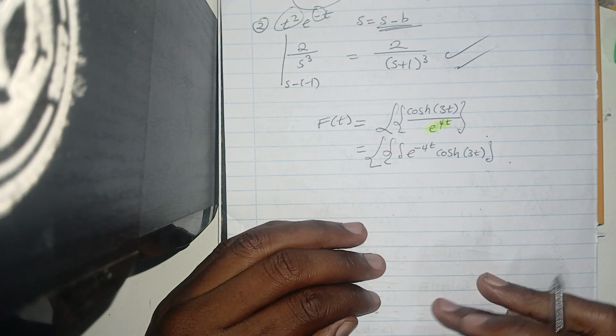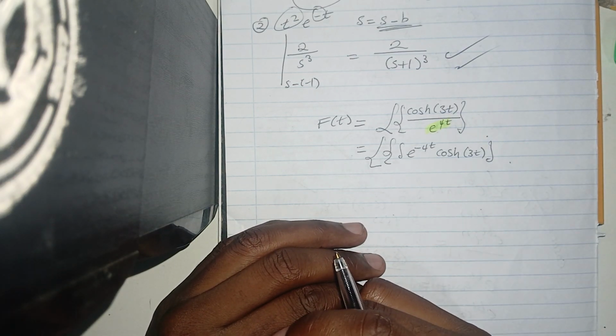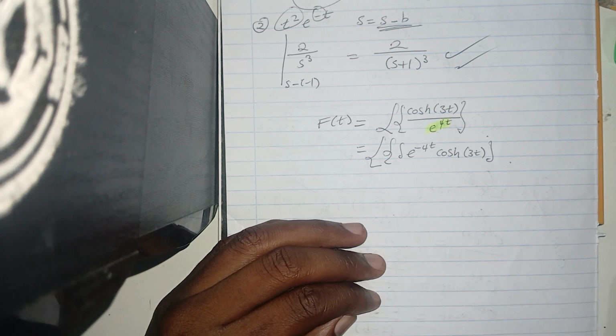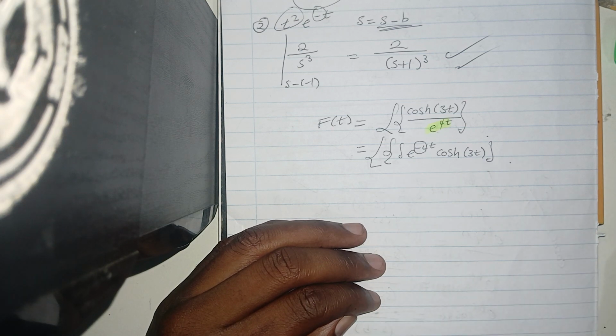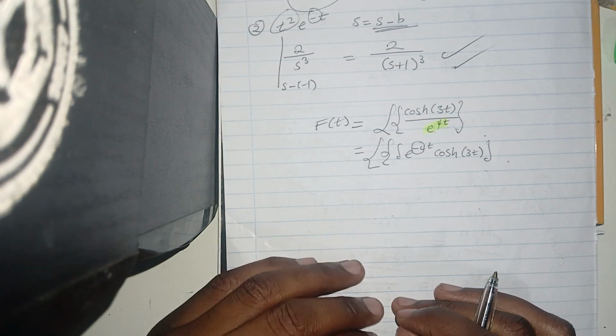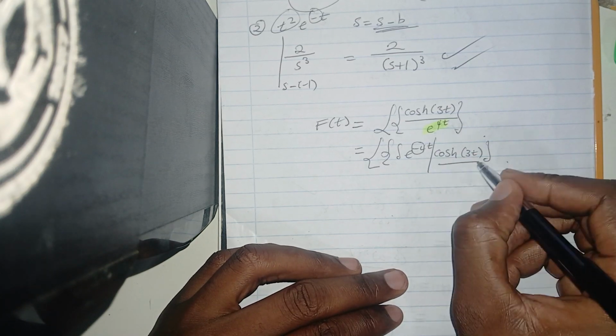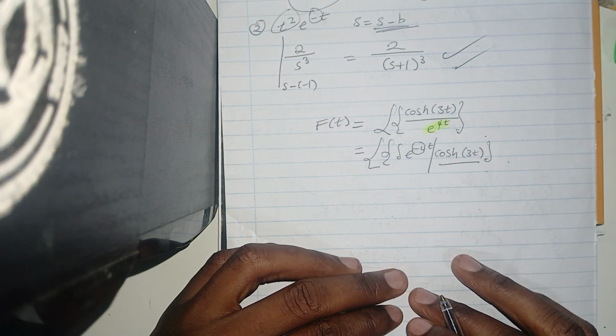Now, say what? What is it that is our b here? Our b is negative 4. So when our b is negative 4, that means first thing first, let us solve this.